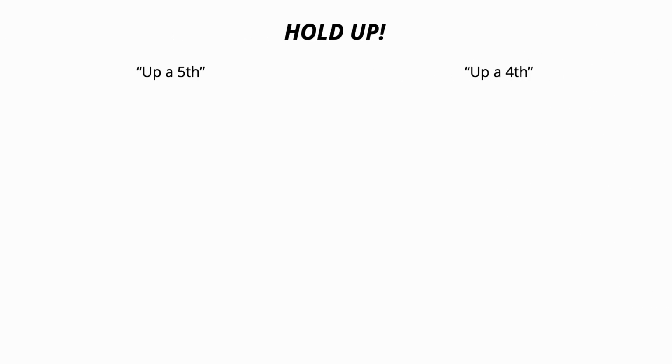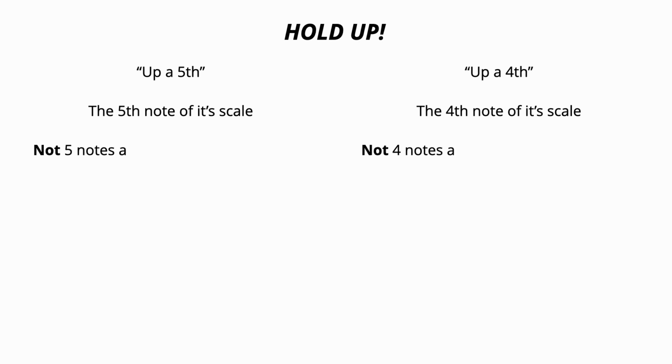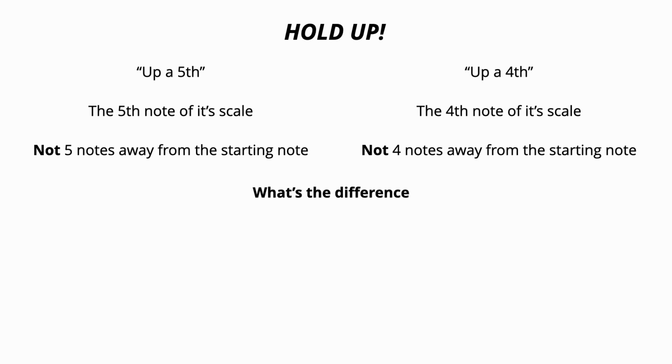Hold up a second. You might be wondering, up a fifth? Up a fourth? What's that about? Well, up a fifth means the fifth note of its scale. Up a fourth means the fourth note of its scale. It does not mean 5 notes away from the starting note or 4 notes away from the starting note. What's the difference? Let me explain.